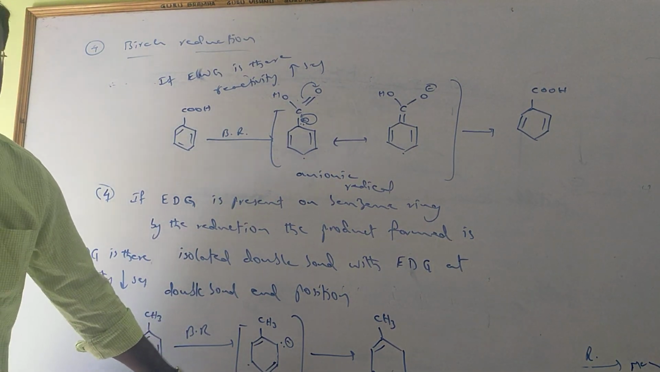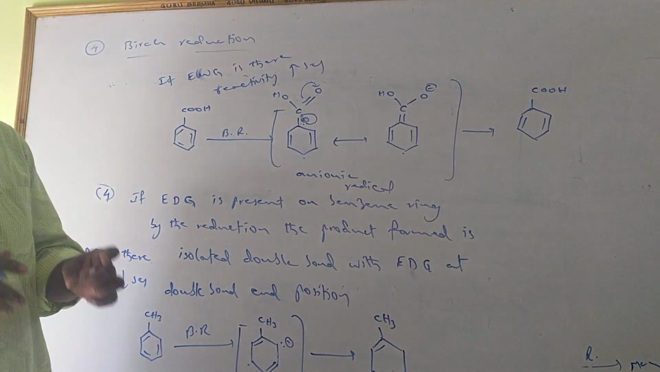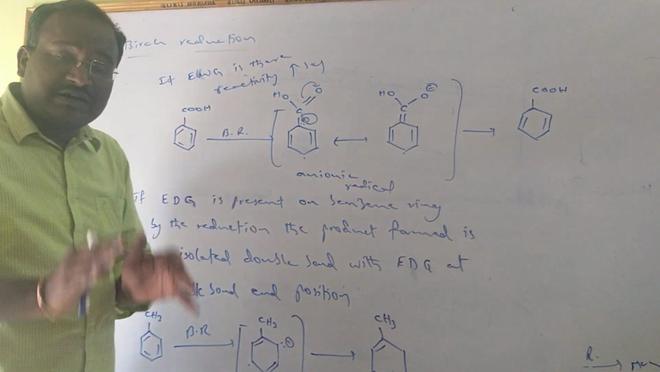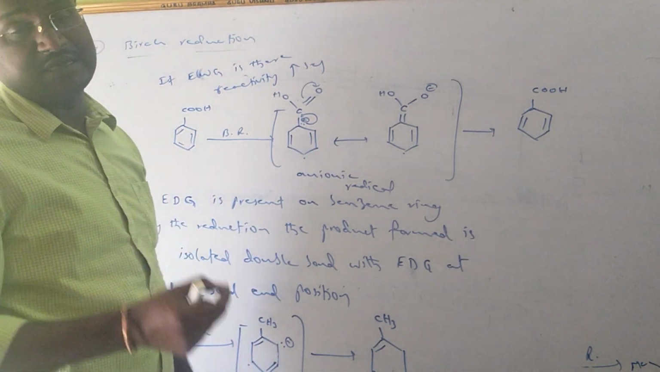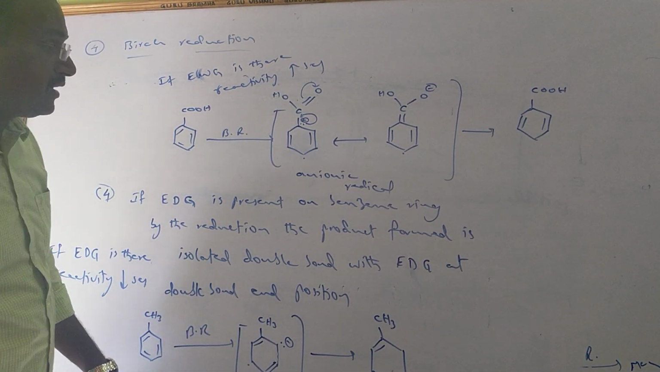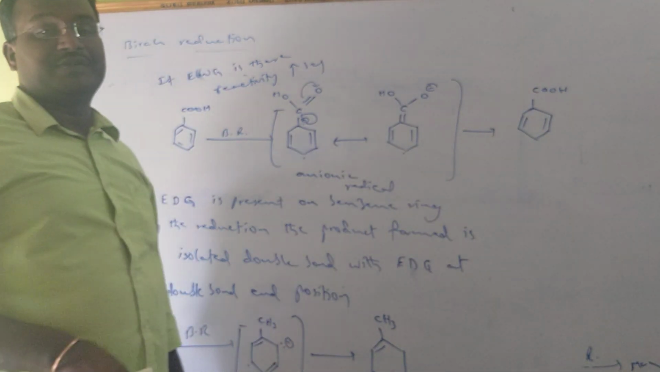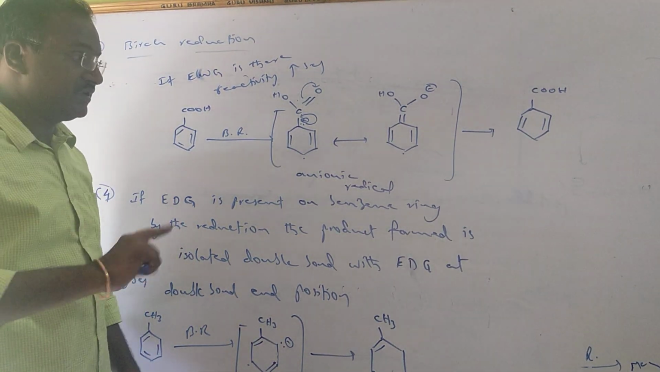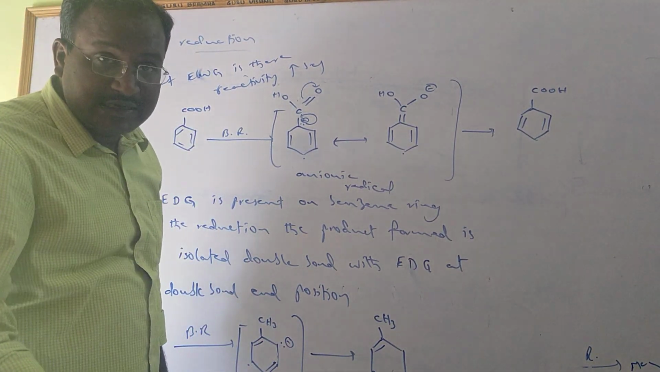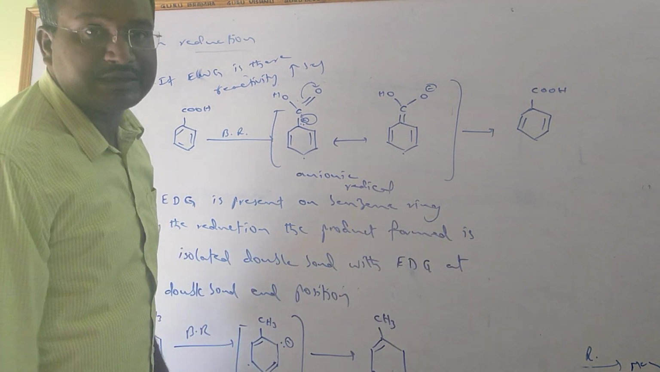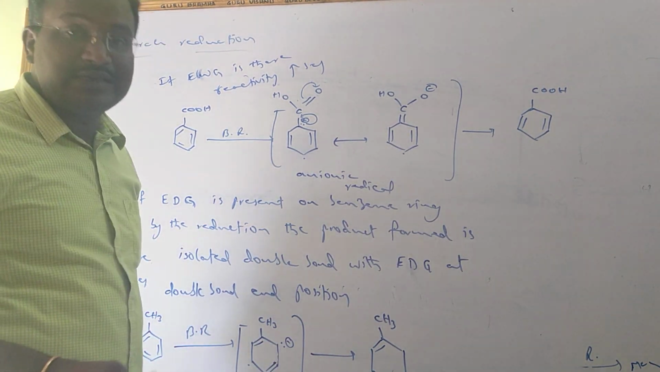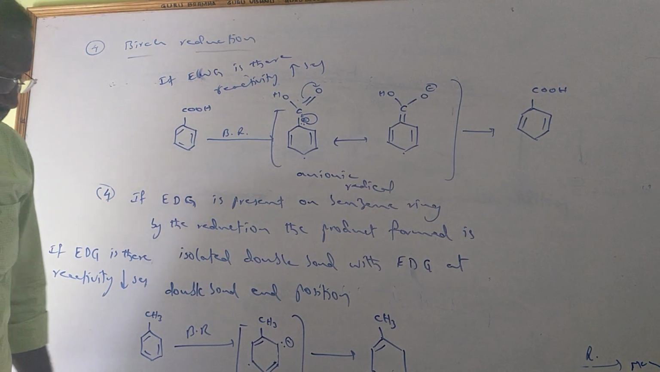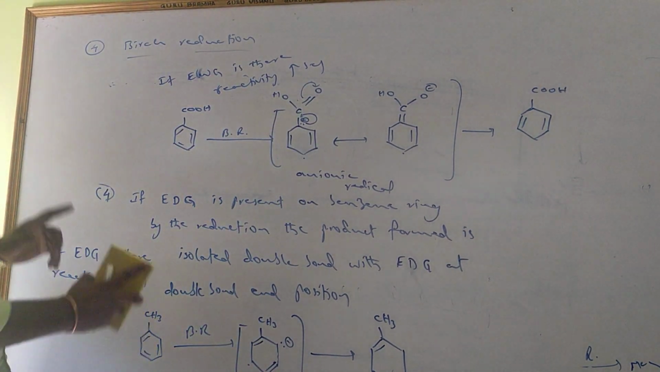Reason: the formation of this is tough as compared to the formation of this. Simple. Reactivity increases if the intermediate is more stable. Reactivity decreases if the intermediate is less stable. The reactivity depends upon the formation of the intermediate. If the intermediate is forming easily, because it is stable, the reaction takes place easily. If the intermediate formation is not easy, the reaction takes place slowly. So like this, reactivity takes place. This is the Birch reduction.